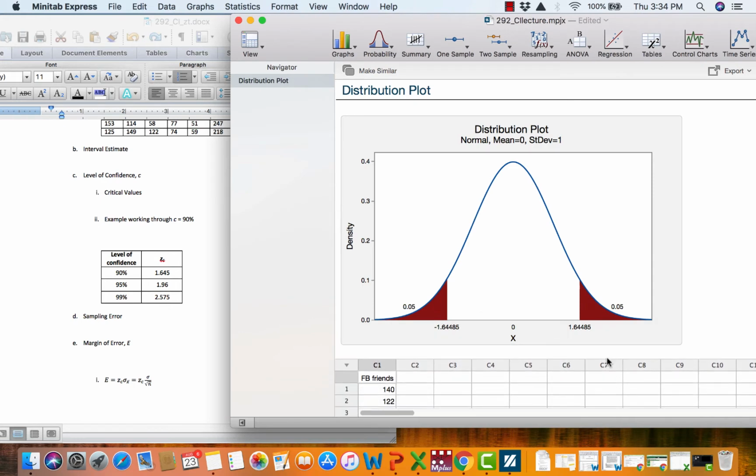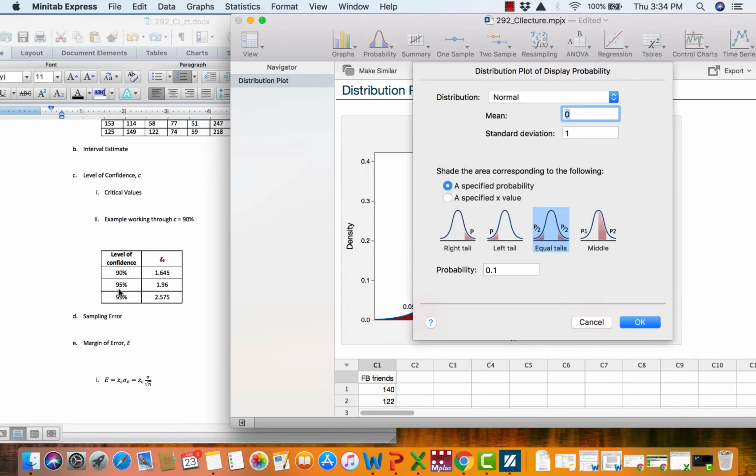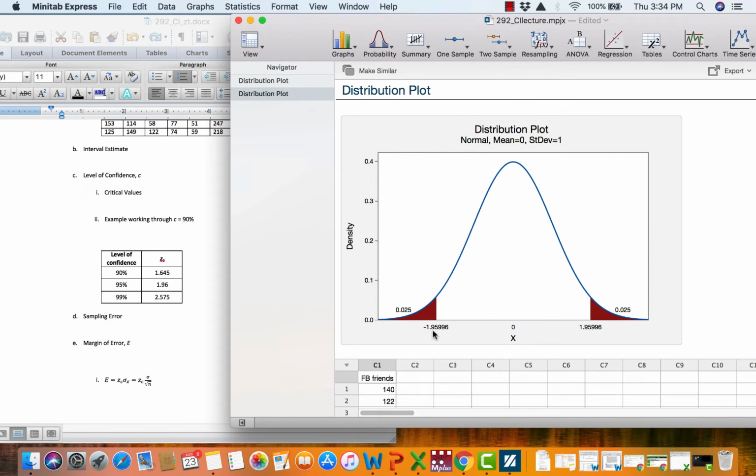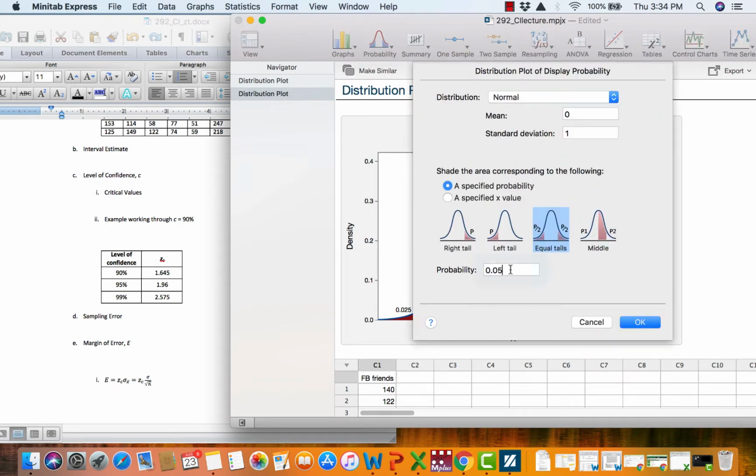And notice that we see negative 1.645 and positive 1.645. The critical value is always the positive z-score. We can do the same thing for 95% confidence. That just changes the probability to 0.05. And what we'll see here is 1.96, as I have denoted in the table. And then lastly, we could do the same thing for 99% confidence, which changes the probability to 0.01.